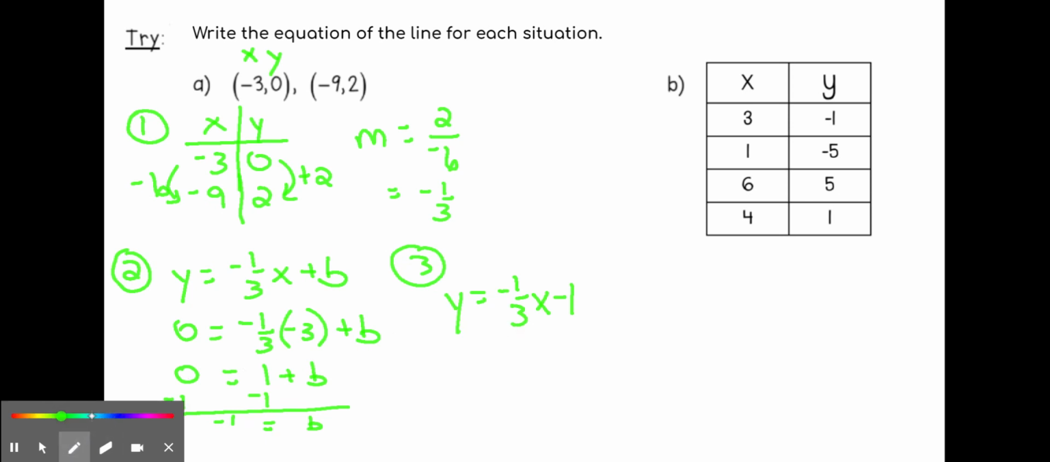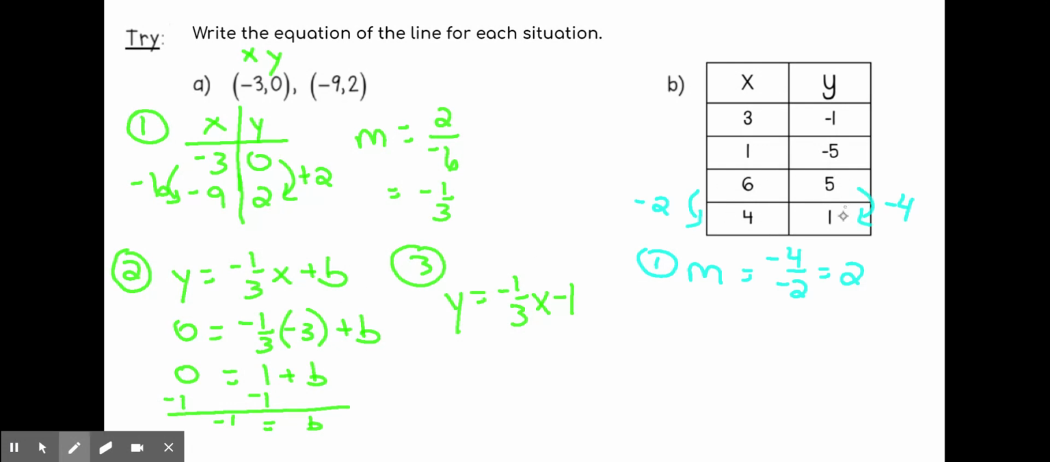All right, so we're going to do the same thing here with the table. The first thing I want you to do, I want you to find the slope given this table. I just chose these bottom 2 points here because they both had positive values, and that's sometimes easier for me to deal with. But regardless of which 2 points you chose, you should get a positive 2 for your slope.